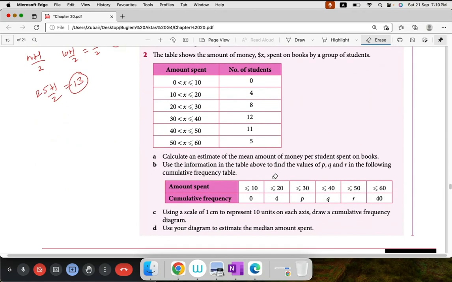Number two, I'm just looking if you have different values. Use the information in the table above to find the value of P, Q, and R in the following commodity. Yeah, that's a good one. The table shows the amount of money X spent on books by a group of students. Classes are given, number of students are given. Calculate the estimate of the mean amount of money per student spent on the books.